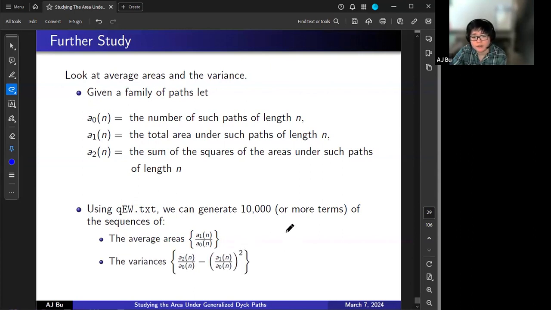And we can also find, for example, the variance. So that's going to be given by A sub 2 of n over A sub 0 of n minus A sub 1 of n over A sub 0 of n quantity squared. And that's like one way that we can do further studies.